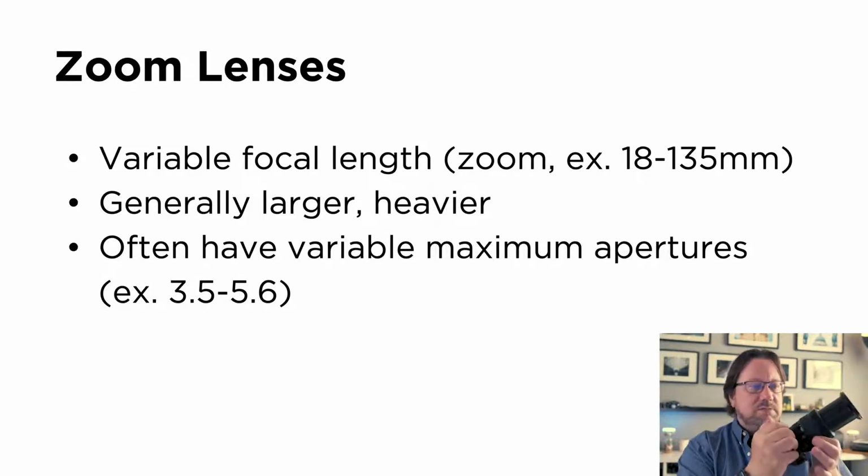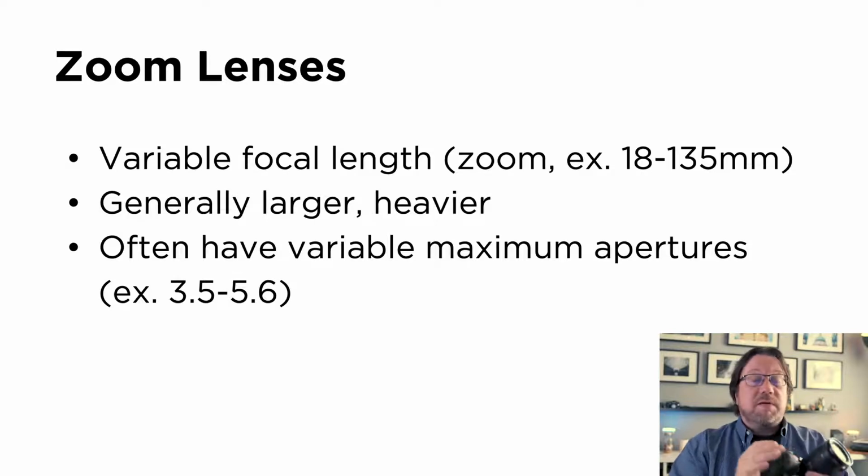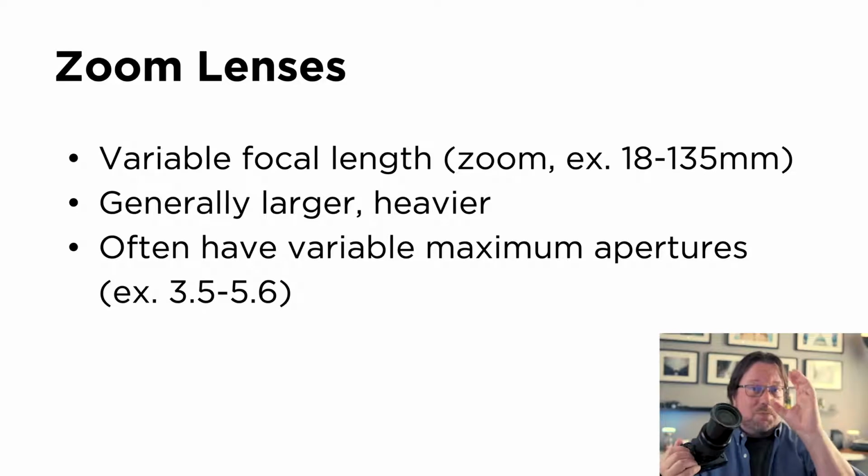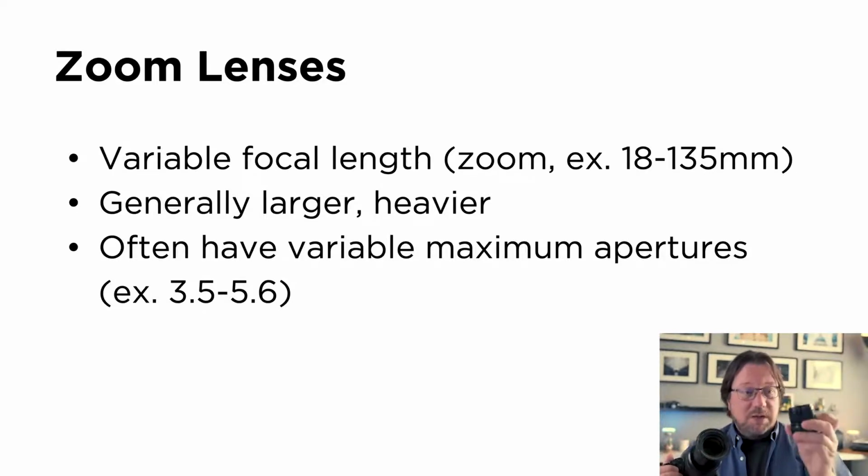And you can see it gets bigger. So this is called an external zoom. The barrel zooms outside of the lens body. The variable aperture part means that when it's at 18 millimeters, the maximum aperture on this lens is 3.5. So still not as small a number, as big an opening, as this prime lens, which was f2. But when I get to the 135 millimeter end, this end, now that opening is even smaller. The maximum is 5.6. So quite a bit less light than this.